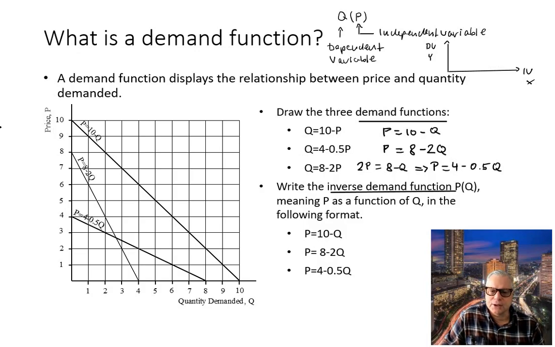So the trick is that we need to rearrange a demand function such that the price stands to the left side of the equal sign, and then we get to the so-called inverse demand function.